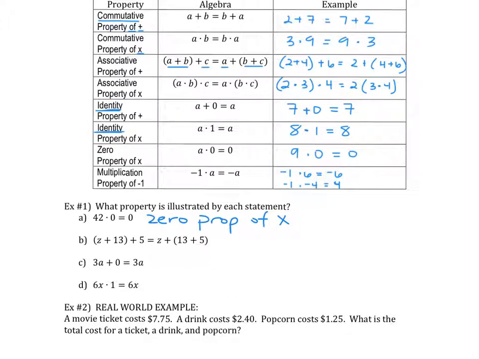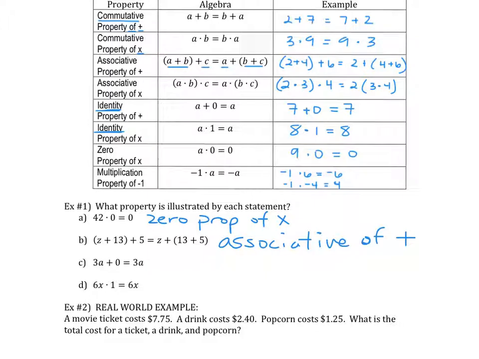What is that? That's associative of addition or multiplication? Addition. Okay, so this is associative property. And again, I'm not a huge stickler on property. If you say associative of addition, that's great.